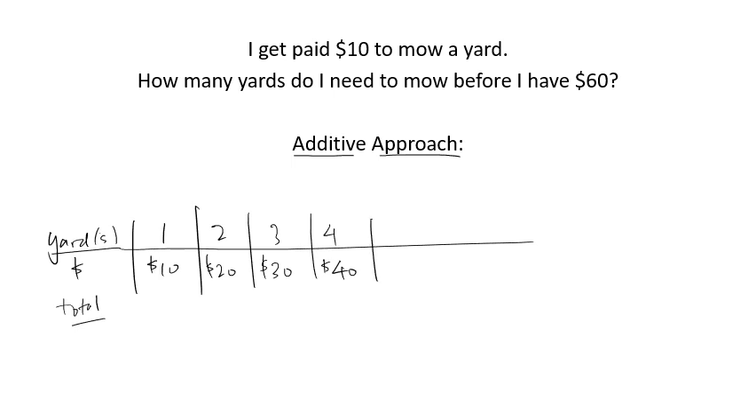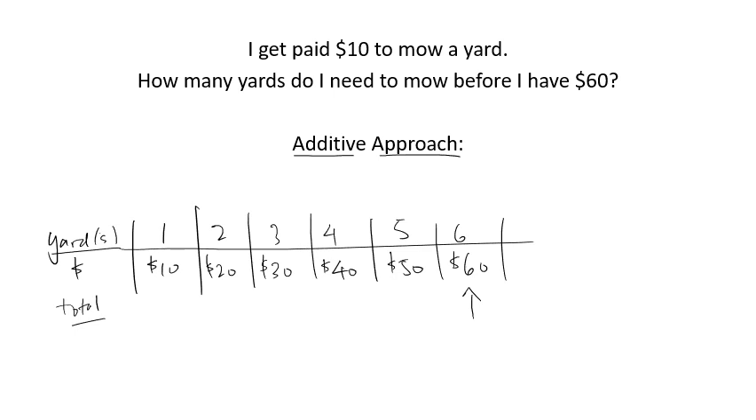Fourth yard, I got $40 total. 5 yards, I got $50 total. 6 yards, I got $60 total. Ta-da, there's my answer. So you can see already the pros and cons of this approach. The pro being there's not a whole lot of high-powered mathematics at work in this solution. We're adding. That's it. I need to keep my ratio, that 1 yard to $10. I have to keep that. But other than that, all I need is just addition.